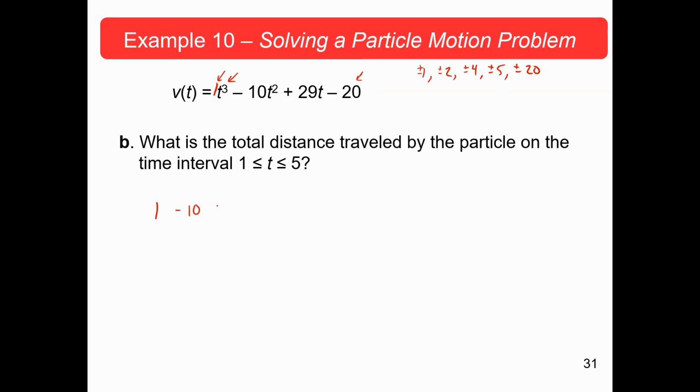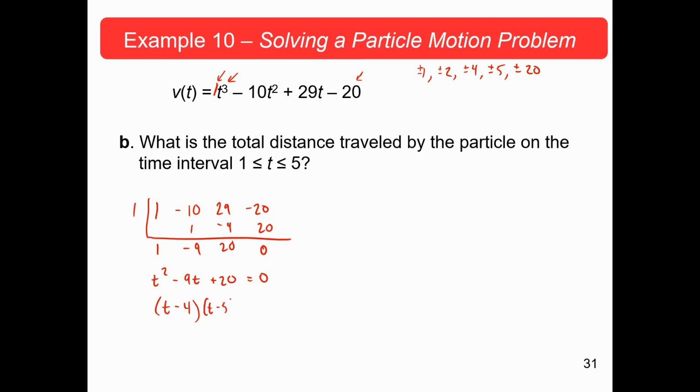So I'm going to do synthetic division. 1, negative 10, 29, negative 20. I'm going to start with 1. Bring down the 1, 1, negative 9, negative 9, 20, 20, 0. Hey, it worked. So that means we wind up with t squared minus 9t plus 20 equals 0, which factors as t minus 4, t minus 5, which means I have t equals 4 and t equals 5. So I have 1, 4, and 5. Well, 1 and 5 are 2 of my endpoints for my interval. So that means 4 is the only one I have to worry about.